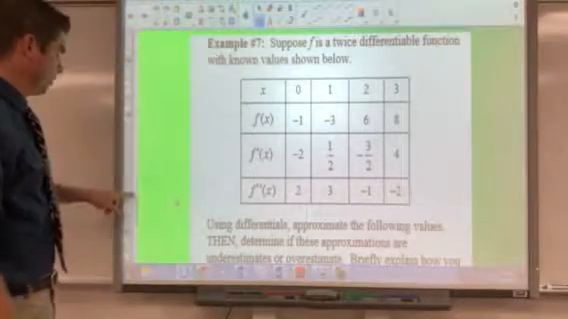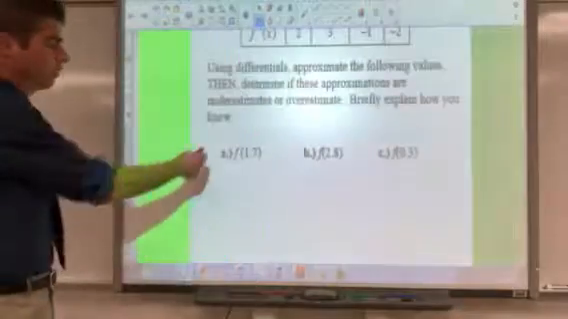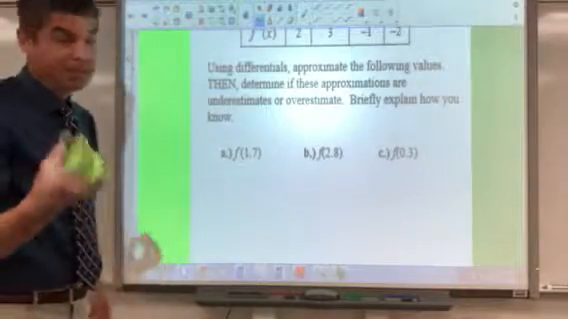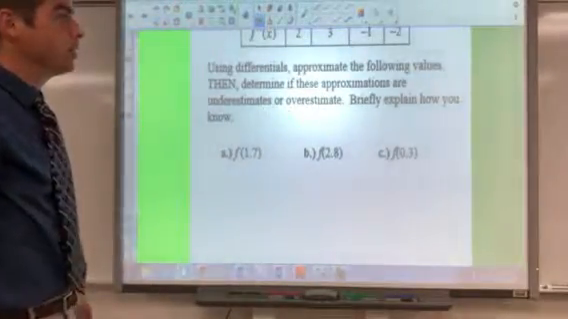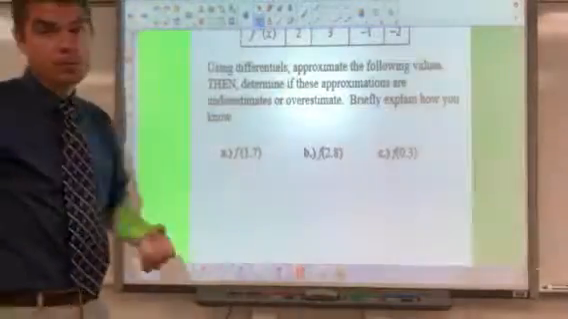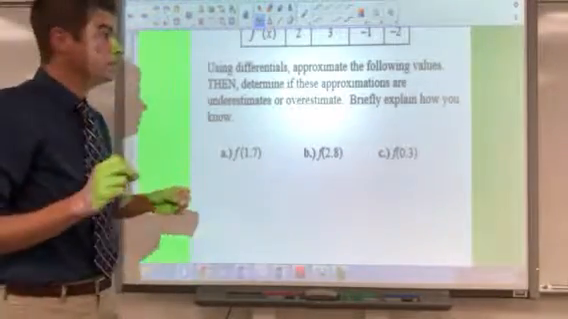And so we're still going to approximate some certain things, right? So approximating near values, using that tangent line. But then we also want to know, is this approximation an underestimate or an overestimate? So this is a little bit of a new piece to this.